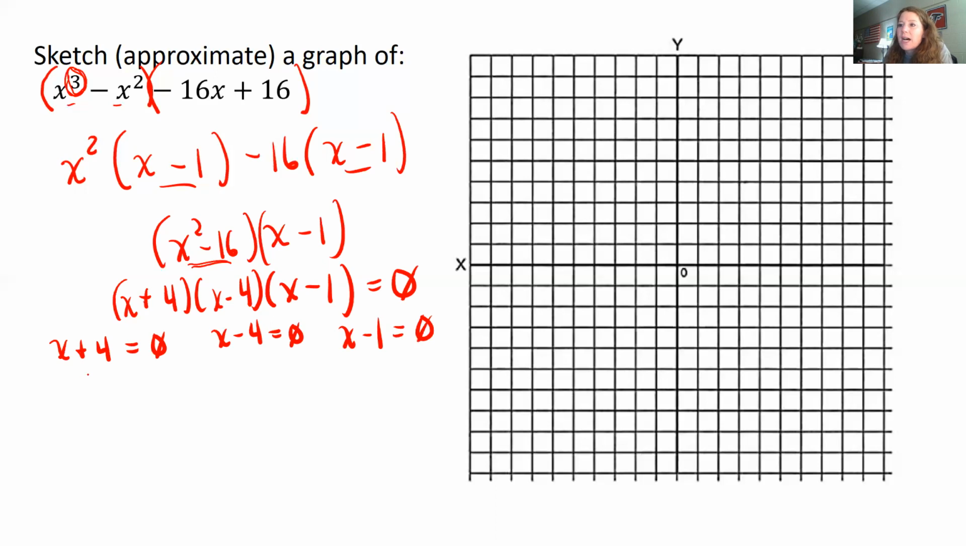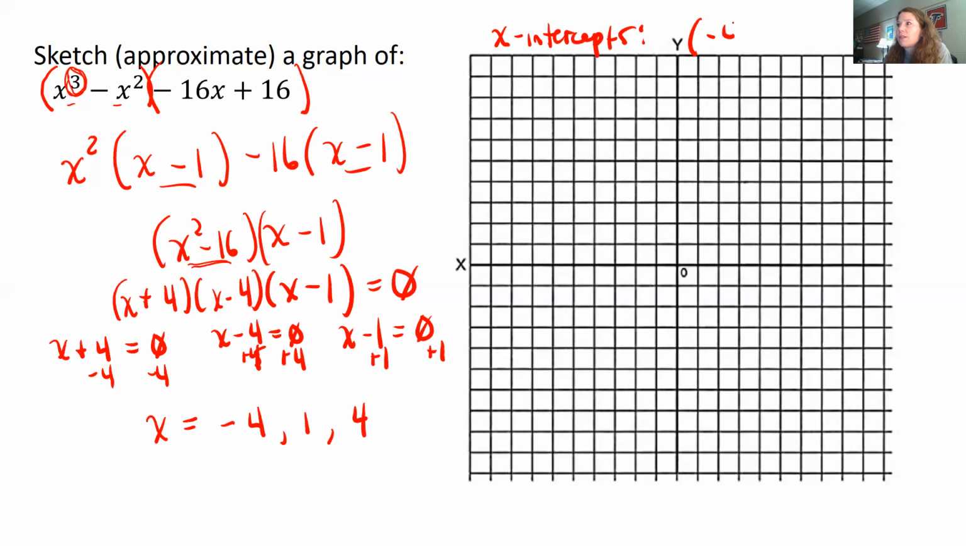So then when we solve for x, we're going to subtract 4. Oops, we would add 4, and add 1. So our x-intercepts are -4, 1, and 4. So our x-intercepts are (-4, 0), (1, 0), and (4, 0). All right, so that we're sure of.